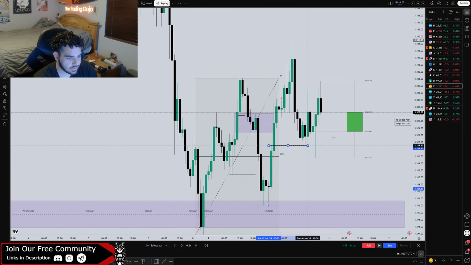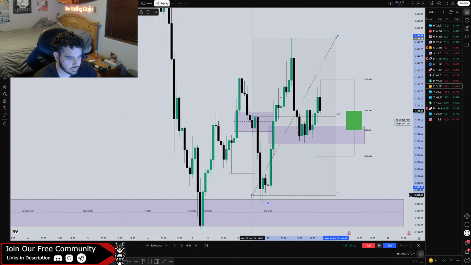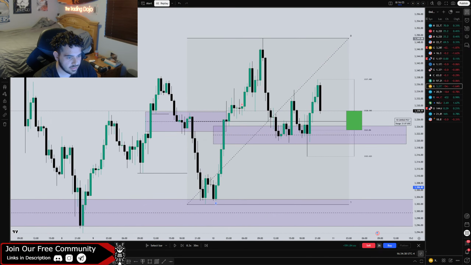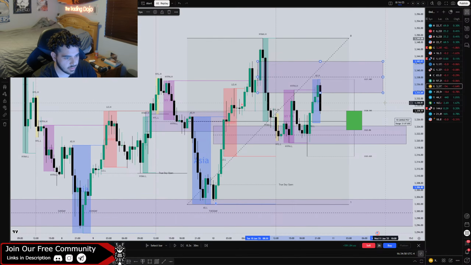Okay, so we have this hourly fair value gap. We're in an overall discount based off this fib right here. And honestly, once you've read enough of discount and premium, you don't really have to draw it out. You already kind of know. The issue I have right here is we are delivering a little bearishly. So I'll have to see.